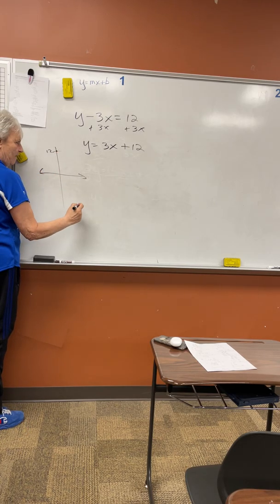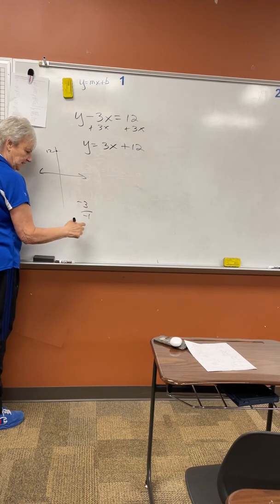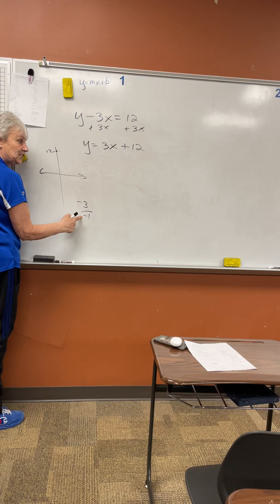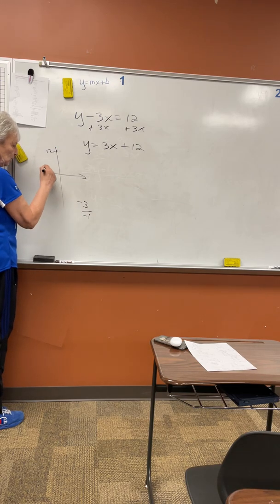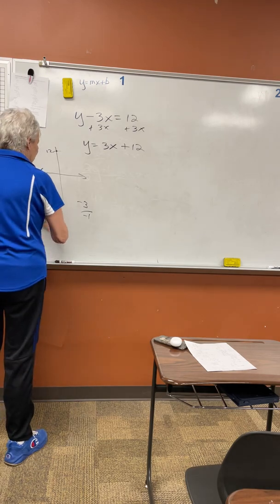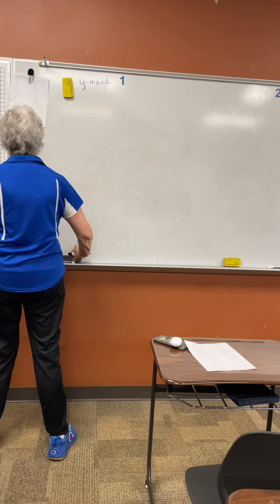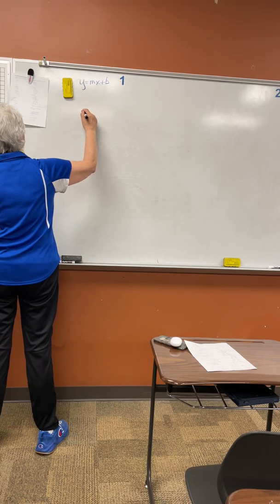and you have nowhere to go. You go down 3, left 1. Down 3, left 1 is the same as up 3, right 1. Same thing. That helps you go the other way, in case you run out of room. Okay, so far so good. All right, let's do a hard one.